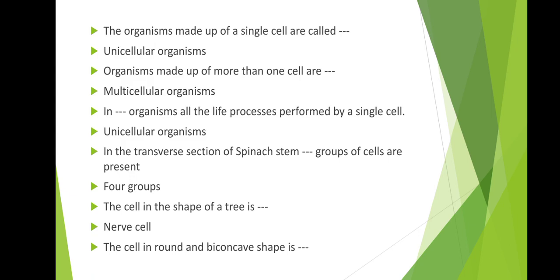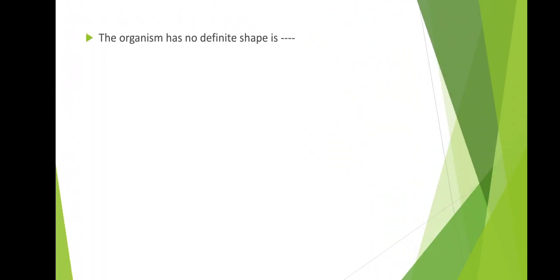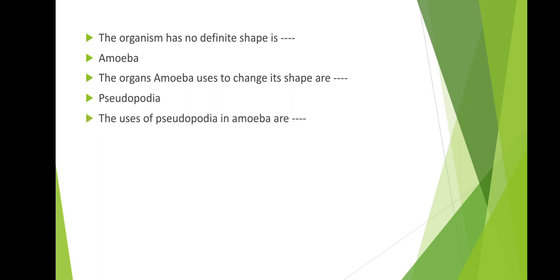Nerve cell, if we look at the nerve cell, it looks like a tree. The cell in round and biconcave shape is the human red blood cell. The organism that has no definite shape is amoeba. It has no special shape. It always changes its shape. The organs amoeba uses to change its shape are pseudopodia. The uses of pseudopodia in amoeba are for moving and feeding.